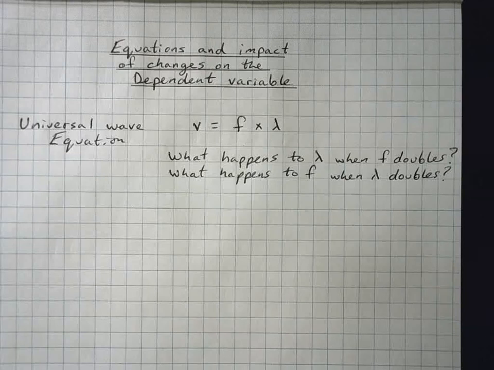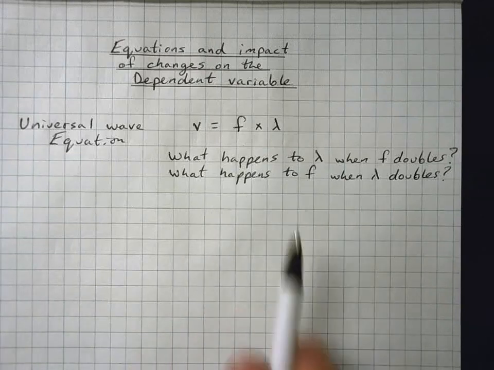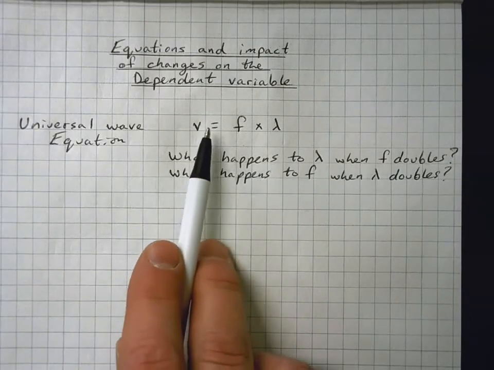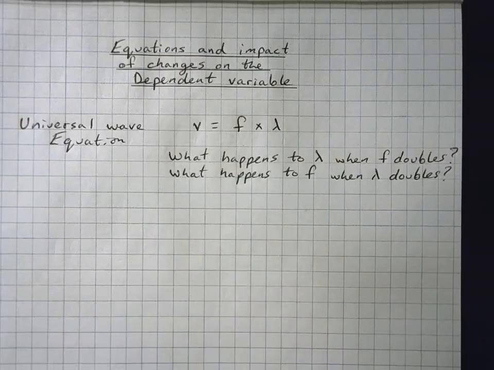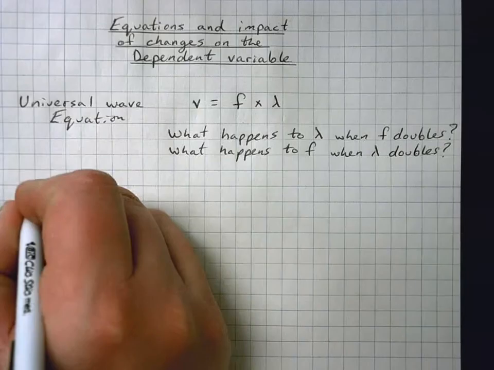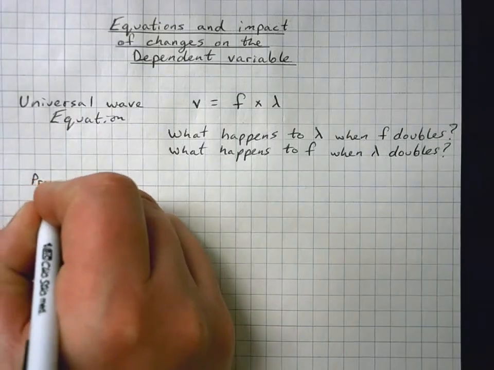So here we go. This is trying to figure out what happens to lambda when the frequency doubles and the medium's properties do not change. In other words, the speed stays constant. So here is the first proof. Let's just call it proof 1.